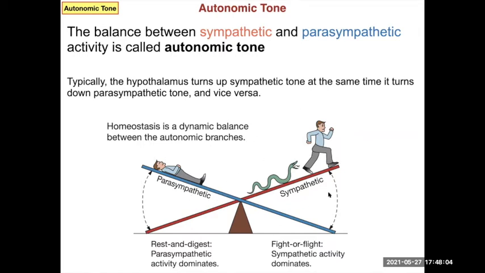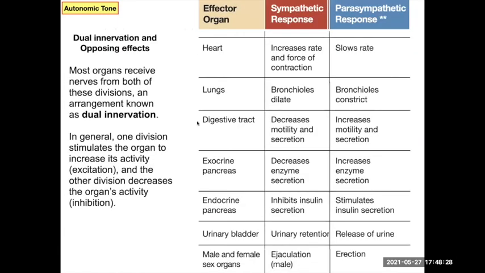So if you were in war or something, active battle, your sympathetic nervous system would be kicking in right before. But if you were a Zen Buddhist monk, you'd be way parasympathetic. But for most of us, it's a constant balance of any given system between these two, right? So this whole idea that there's this balance is dual innervation, by the sympathetic and parasympathetic.